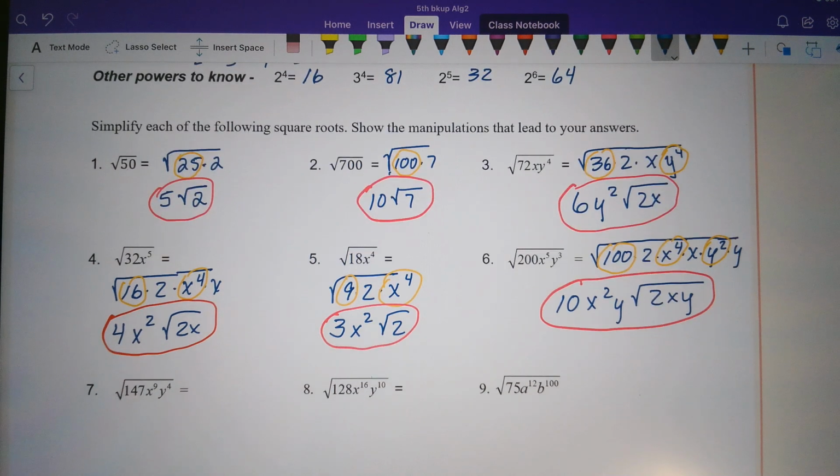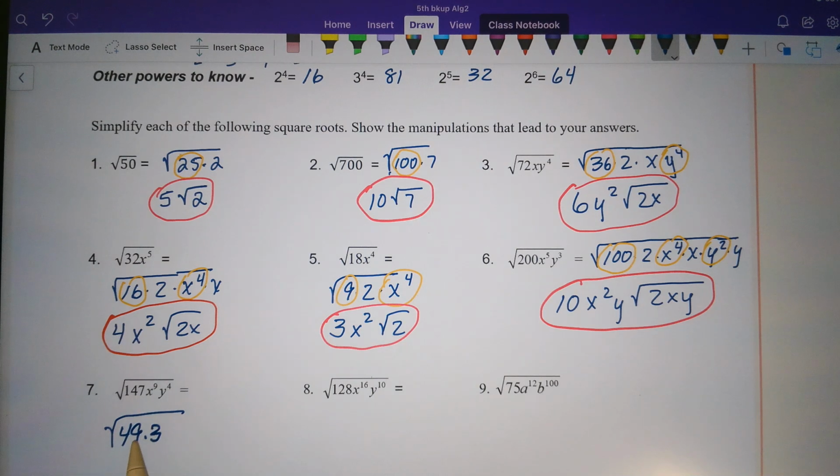Square root of 147, x to the 9th, y to the 4th. 147, I'm not sure. I'm thinking maybe 49. 49 times 3? Yes, 49 times 3 is 147. You can double check that with the calculator if you want. Okay, so this is 49 times 3.